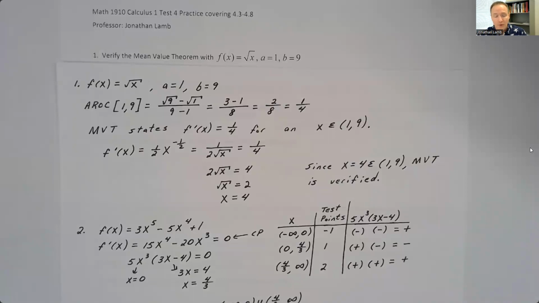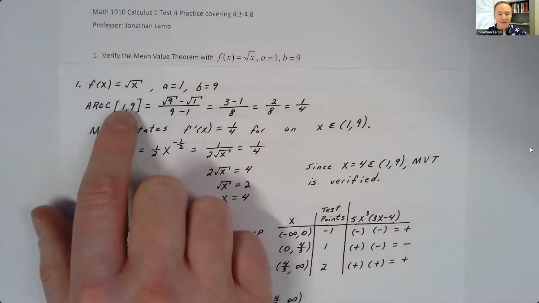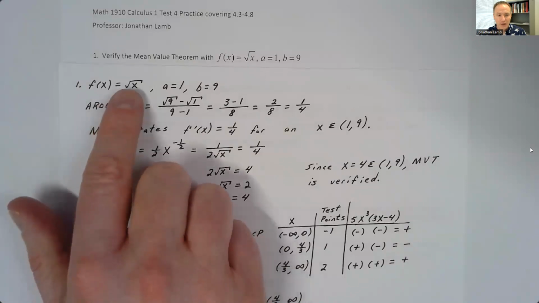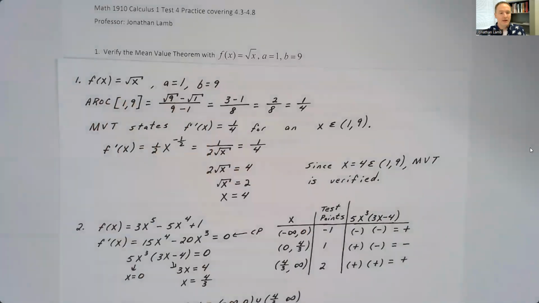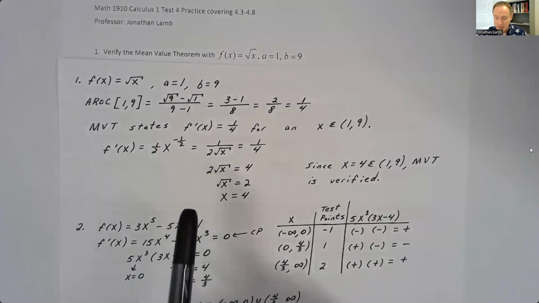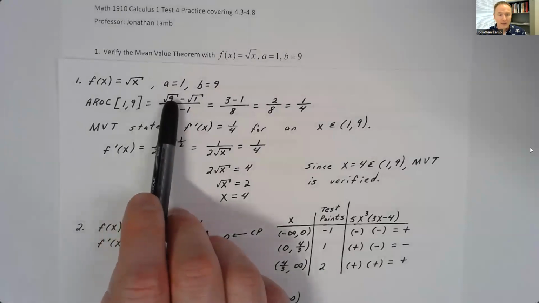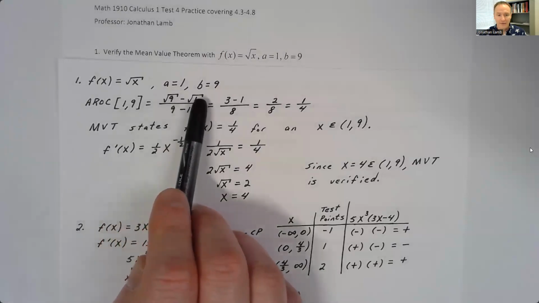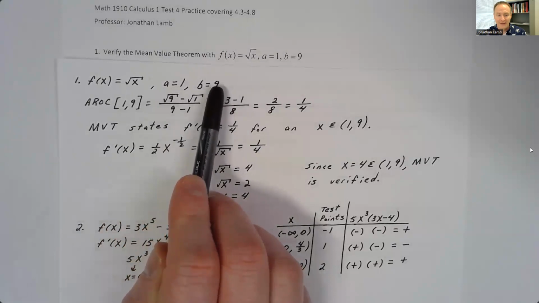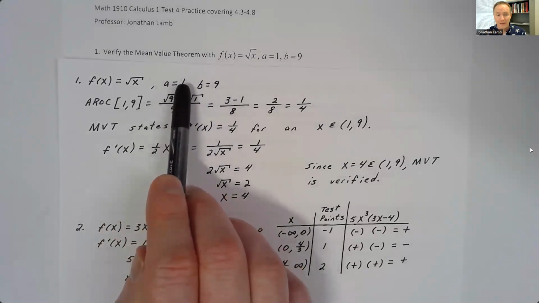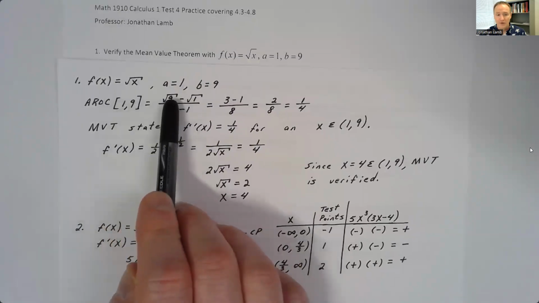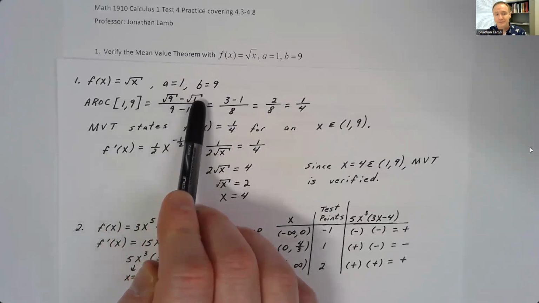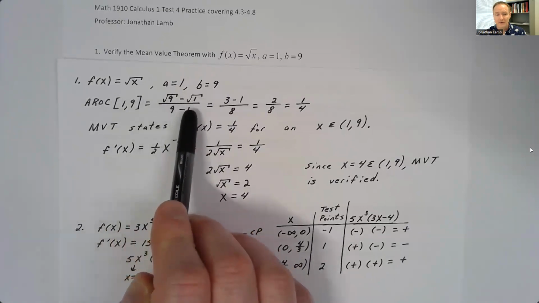Well, in this problem, the way that is going to play out is you say, well, we need to find the average rate of change of this function from 1 to 9. So all I have to do to find the average rate of change is say that's going to be f of b minus f of a. Find the y value at the end point minus the y value at the beginning point. In this problem, you just plug each of these into your function, you get the square root of 9 minus the square root of 1 over the change in x, 9 minus 1.